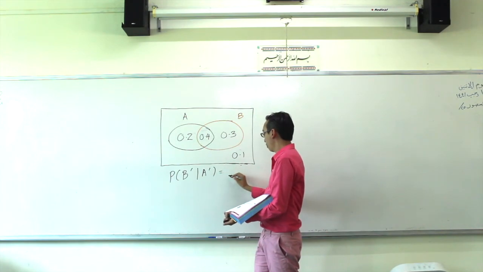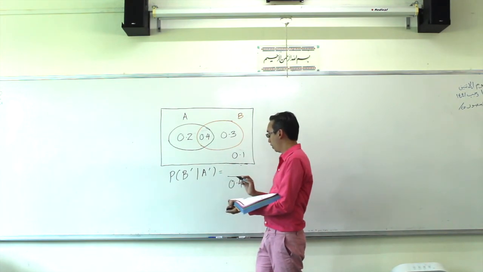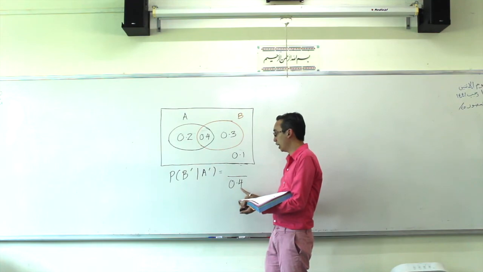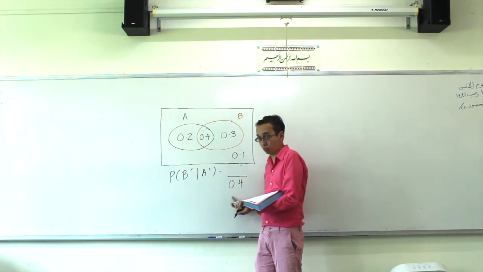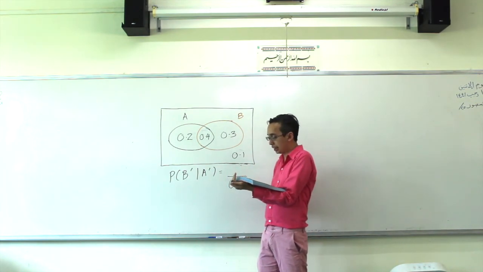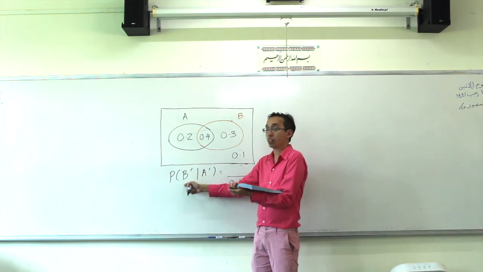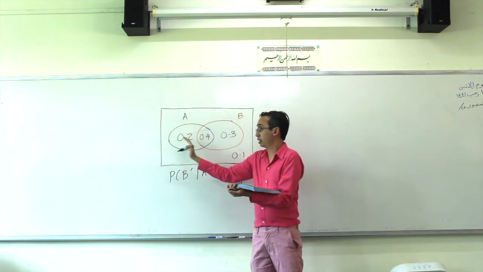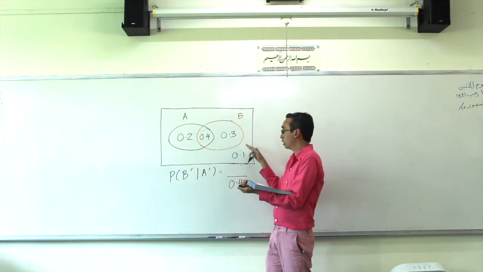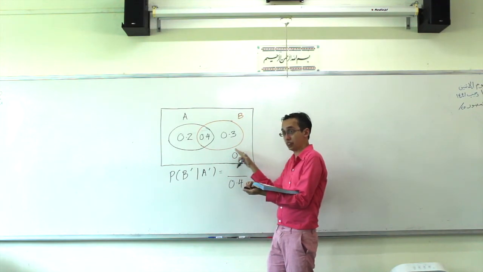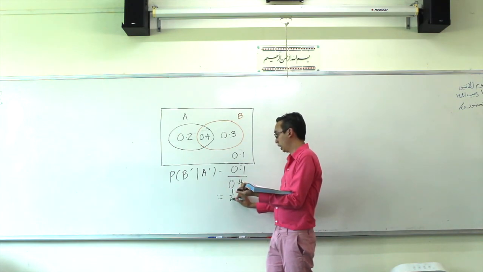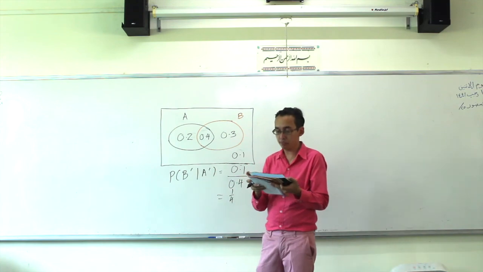So our probability of A prime is 0.4. Using the conditional probability, we must divide by the condition, so we divide by probability A prime, which is 0.4. But for the one at the top, we should consider the probability that it is B prime. So now we forget about this particular circle and just focus on these two. Which one is B prime? This is B, so anything outside here is B prime. So we should really focus on this. It's 0.1 over 0.4, which will give us 1/4, or 0.25, depending on how you want to represent it.